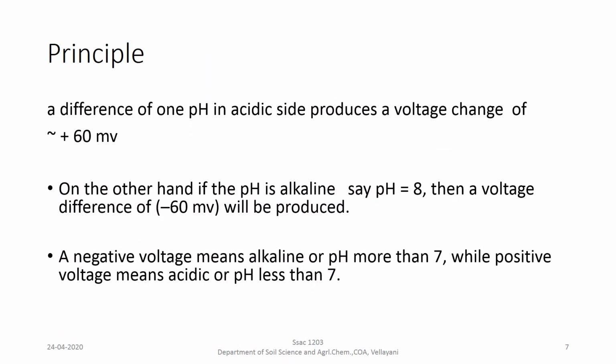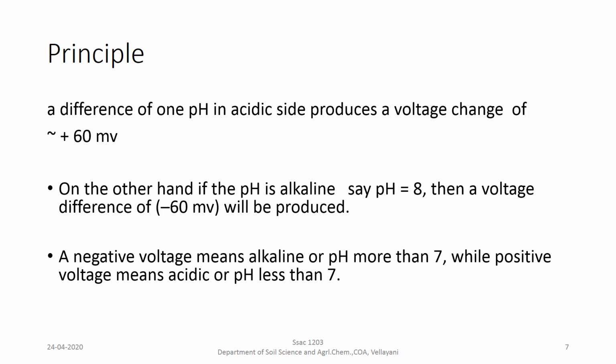Now let us see the principle of working of the pH meter. Earlier it was said that the pH meter works on the electrical voltage signal that is developed. A difference of 1 unit of pH in the acidic side produces a voltage change of approximately plus 60 millivolt.